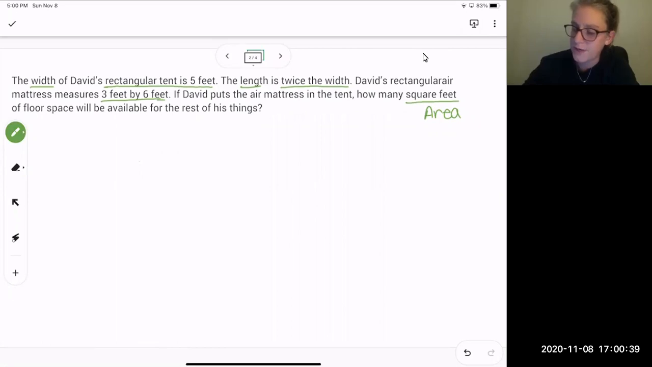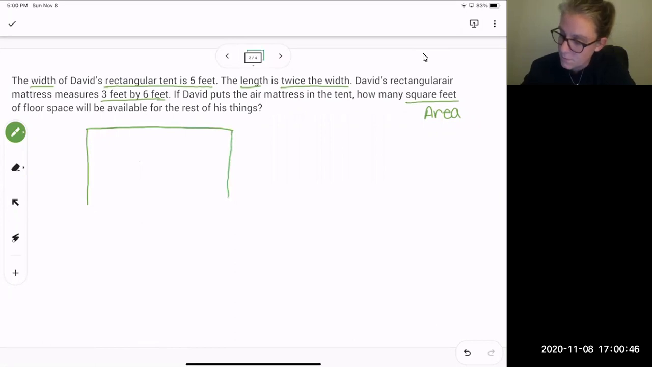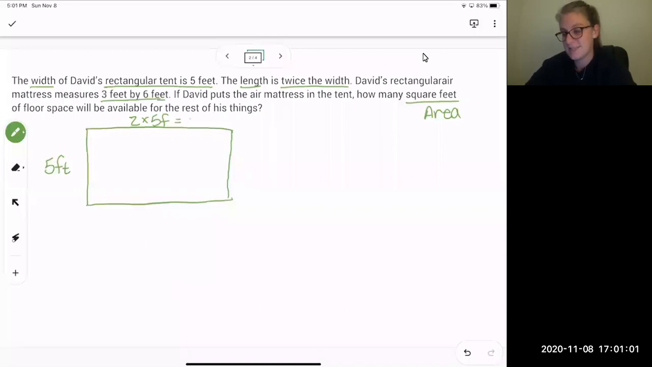Okay, so let's draw a picture. Here's my picture of my tent. Okay, we know the width is 5 feet, and we know the length is 2 times 5 feet, which would be 10 feet. Okay, so 5 feet by 10 feet.